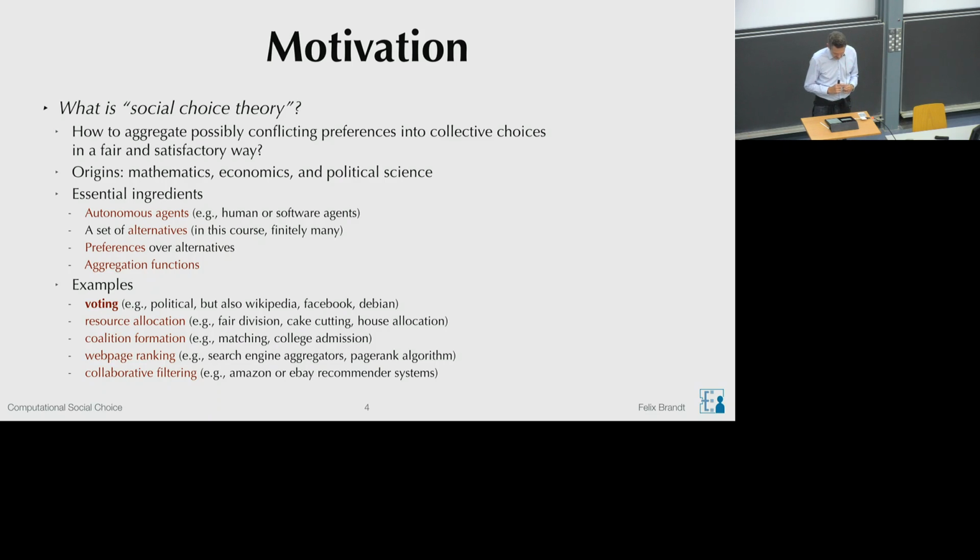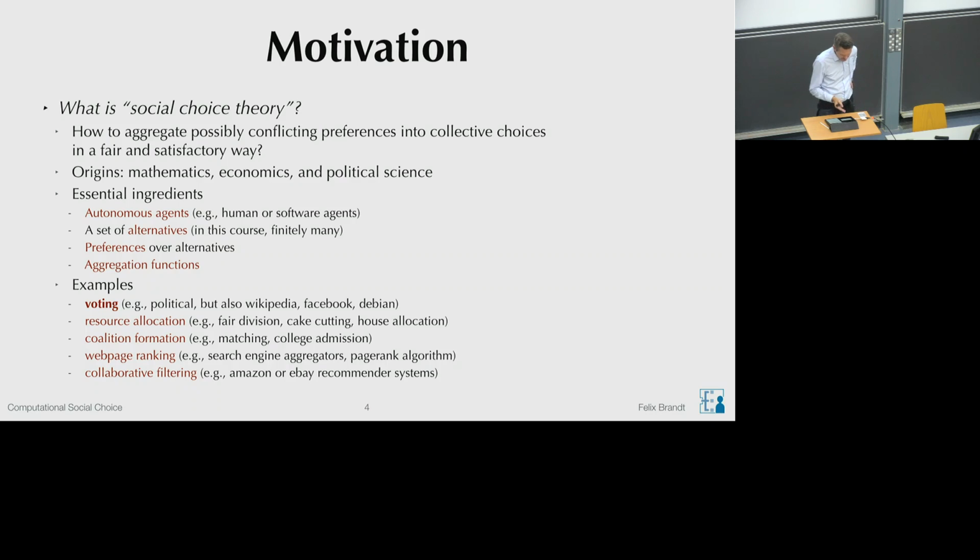And the essential ingredients that all these social choice problems have in common is that we have some group of autonomous agents. So these agents could be humans, for instance. If you have a human election, like a Bundestagswahl, for instance, then it's pretty obvious what social choice theory is about. So we have a voting rule that aggregates the preferences of the individual voters into a winning candidate, for instance, or winning party, or seat assignment for the parliament.